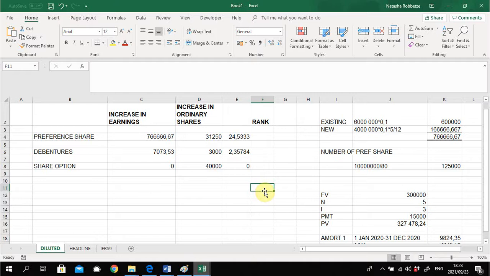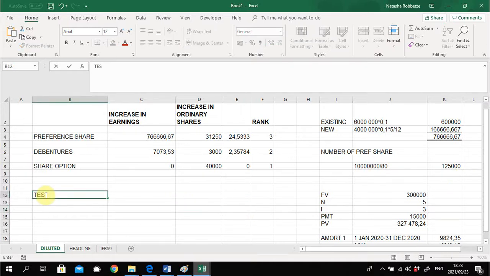If we now have to rank, we rank from the smallest number in this column to the highest number. So the first rank would be the share option, the second rank would be the debentures, and the third rank would be the preference shares. And in calculating this, we can now move on to our next step, which is the dilutive testing, so that we are able to get to the diluted earnings per share.